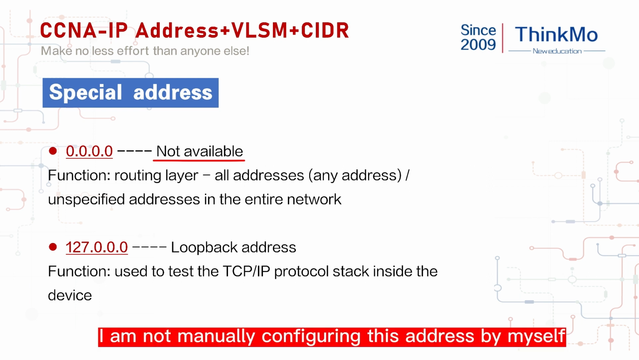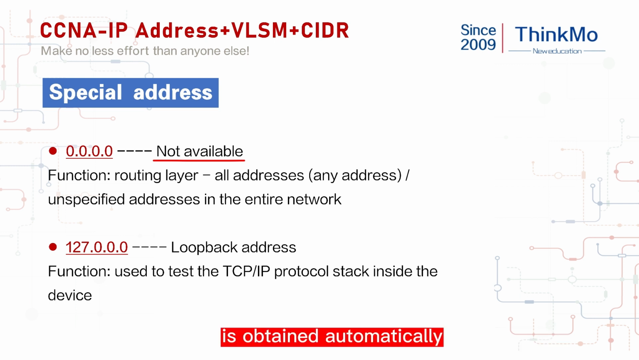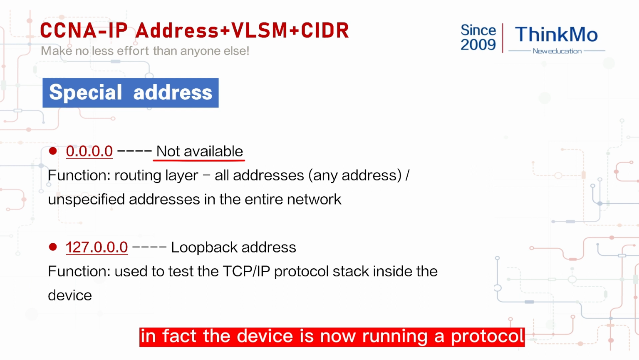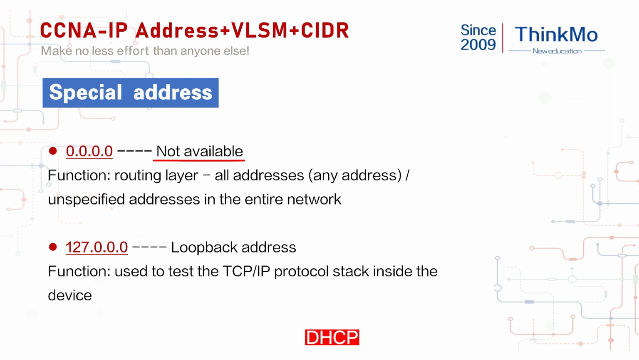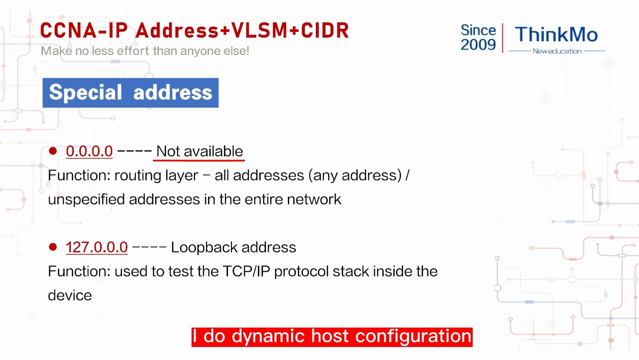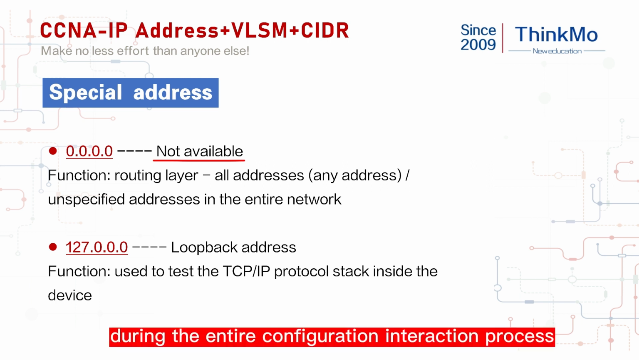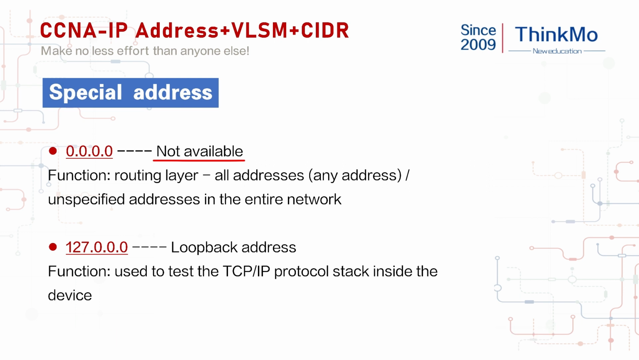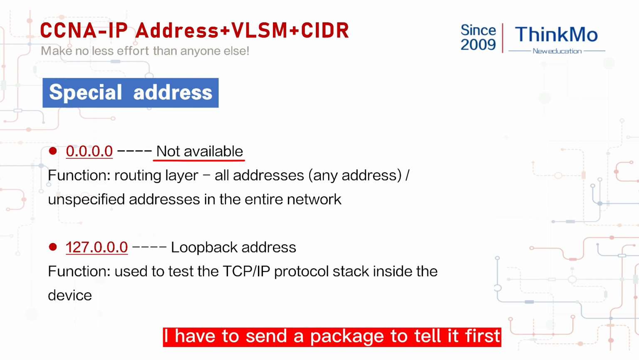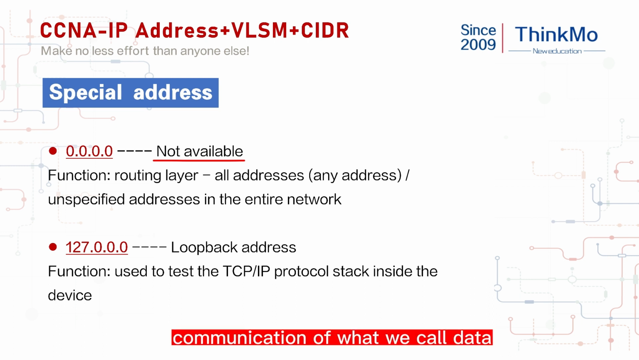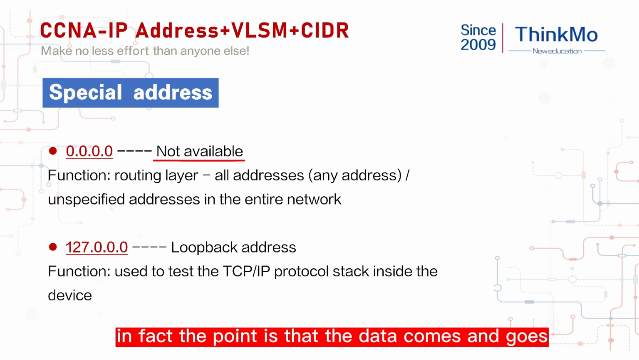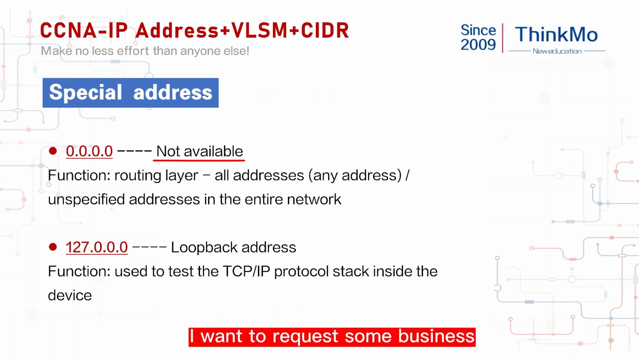Then I am not manually configuring this address by myself. It is obtained automatically. In fact, the device is now running a protocol, DHCP, dynamic host configuration. For us, there is a DHCP server in our company to configure the IP address for me. Then, during the entire configuration interaction process, when the device runs this protocol with a server, I want it to give me the address, so I have to send a packet to tell it first. Communication of what we call data is, in fact, data coming and going. I want to request some business, request some parameters.